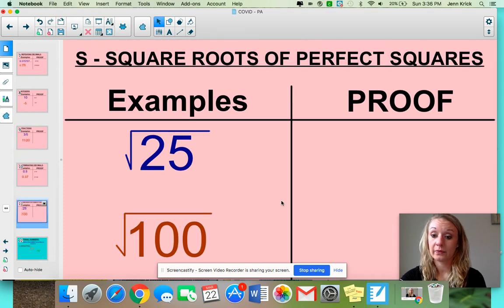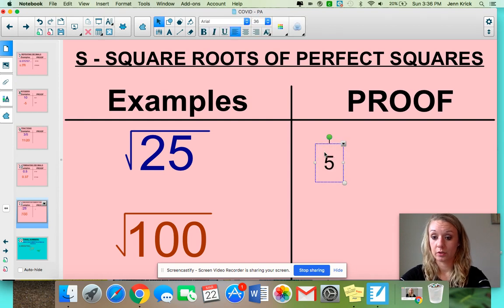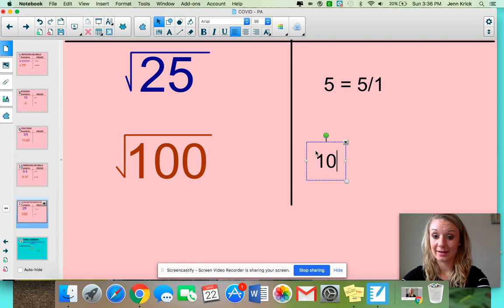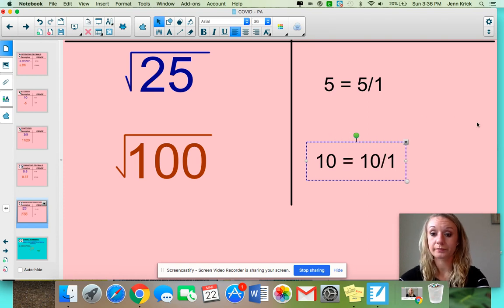All right, last type of rational number, square roots of perfect squares. If I'm looking at the square root of 25 and I asked you, all right, what is the square root of 25? Most of you would tell me 5, which is correct. But you still need to prove that you can write that as a fraction. We just did that 2 seconds ago, though, when we were looking at integers. The number 5 can be written as 5/1. So that works. If I asked you what the square root of 100 is, you would hopefully tell me 10. And I know that because 10 is an integer, I can write that as a fraction as 10/1.